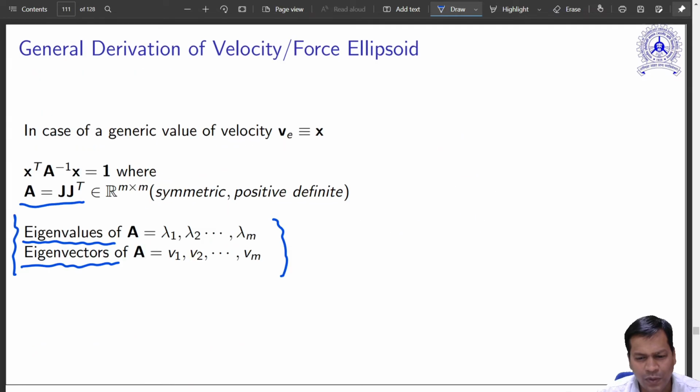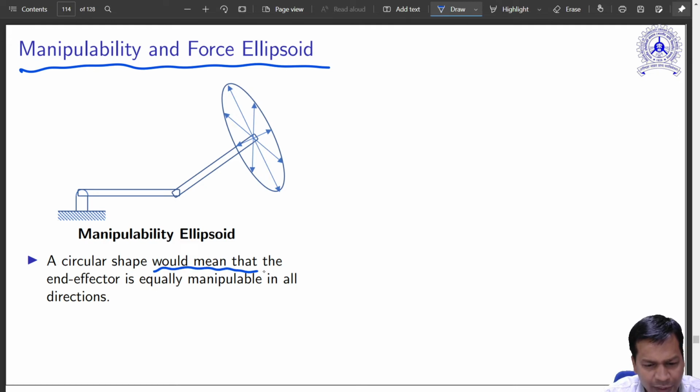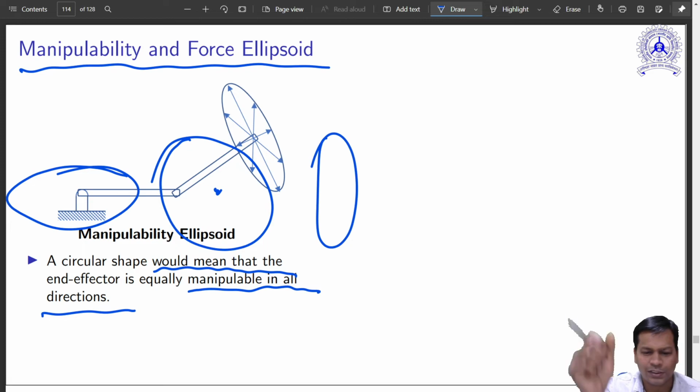So I think there are some takeaways from this manipulability and force ellipsoid. The circular shape would mean that the end effector is equally manipulable in all directions. If it has a shape like this over here, that means it is equally manipulable in all directions. You can go with the same velocity in all directions, and it can have the same forces in all directions also. If it is a circle for velocity, it will be a sphere for forces also.